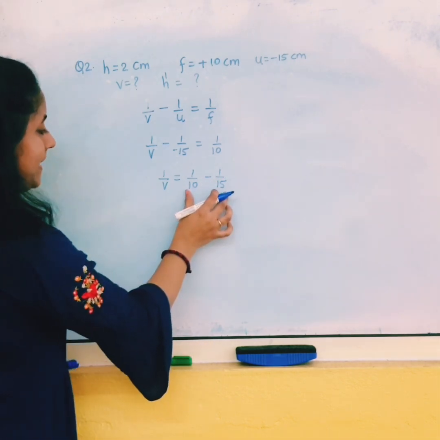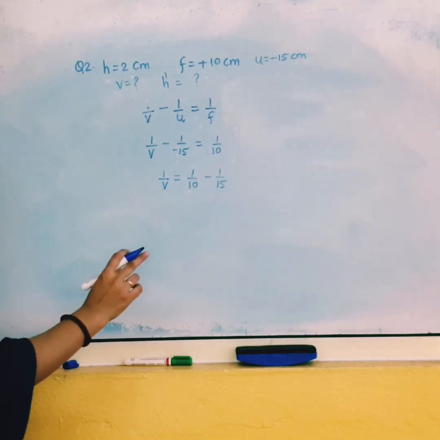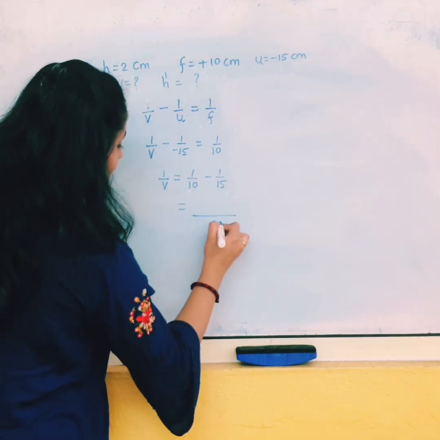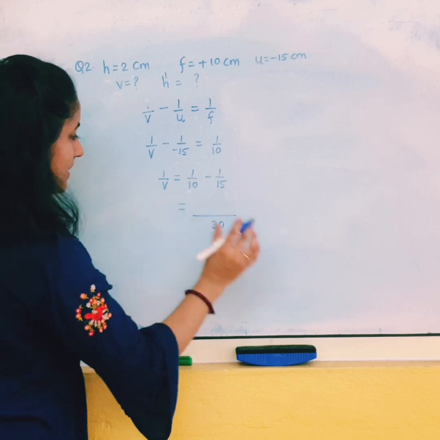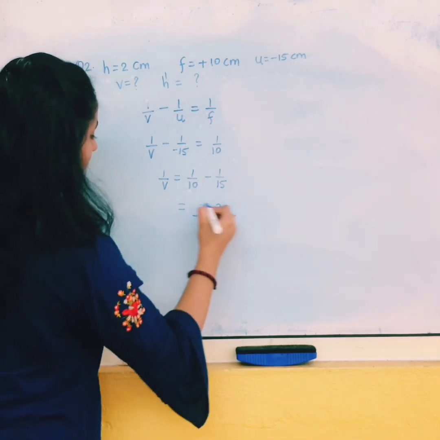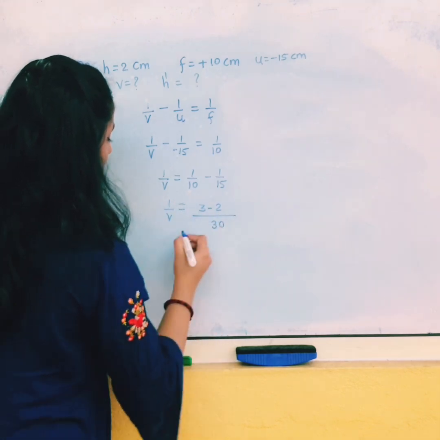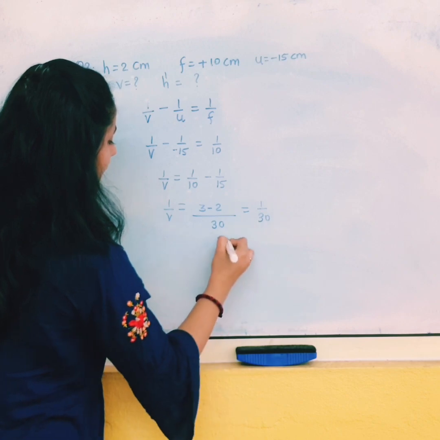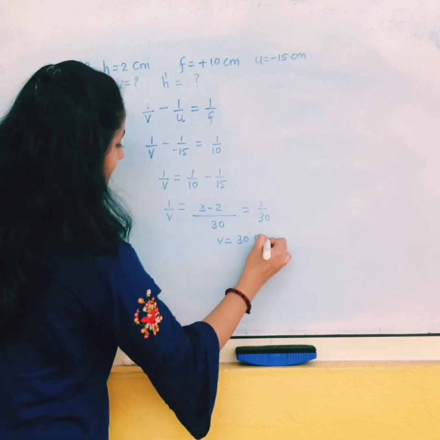Now taking LCM of these two, just the same way as we had done in the first case, you will get LCM as 30. You can try it yourself. So in this case, 1 upon V will be 1 upon 30. So V will be positive 30.